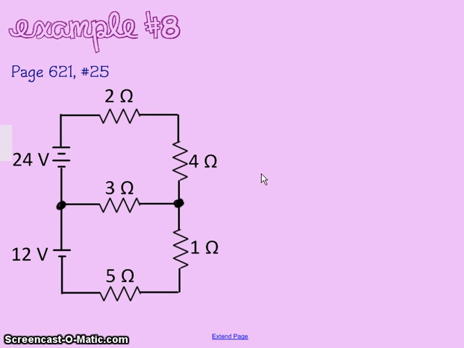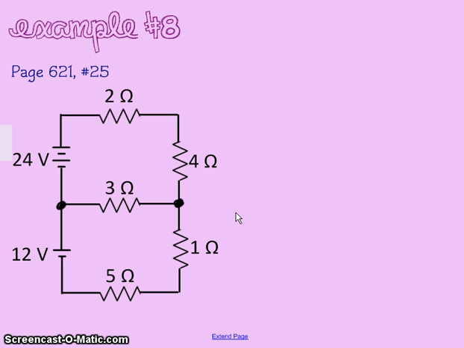Okay, next definition is for a branch. A branch is anything that connects two junctions. So this diagram has 3 branches. We have this top branch that goes like that, we have this middle branch, and we have this bottom branch.